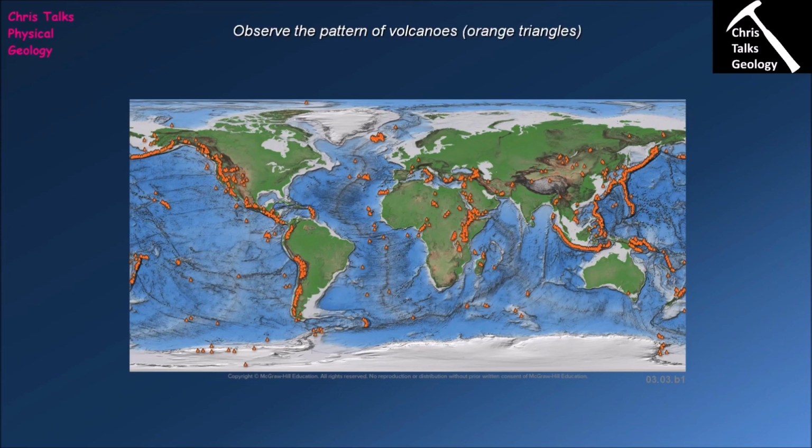So what we can see is using topographic data, using earthquake data, and using volcanic data, we can begin to see the boundaries between these plates which have to be present if we are going to believe that continental drift is actually happening.